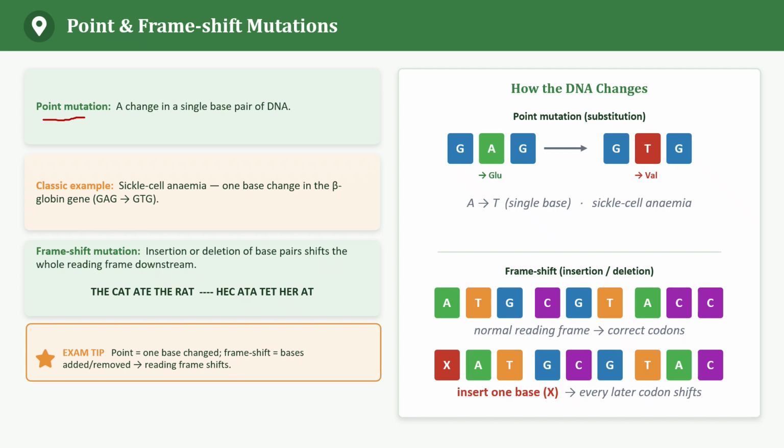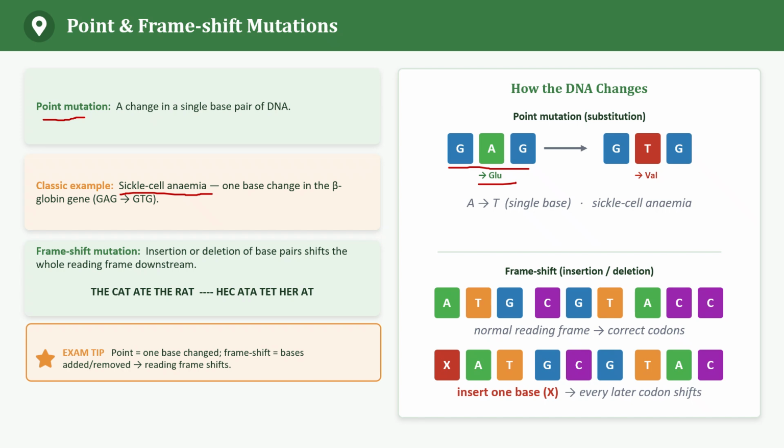Let us take sickle cell anemia. So here it is, children. Sickle cell, a classical example. So normally what happens here, the beta globin gene contains the codon. Here you can see the codon GAG. So this codes for the amino acid glutamic acid.